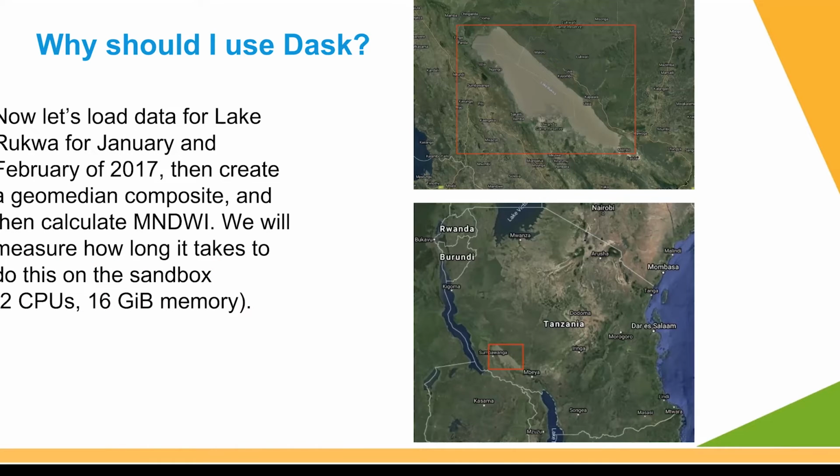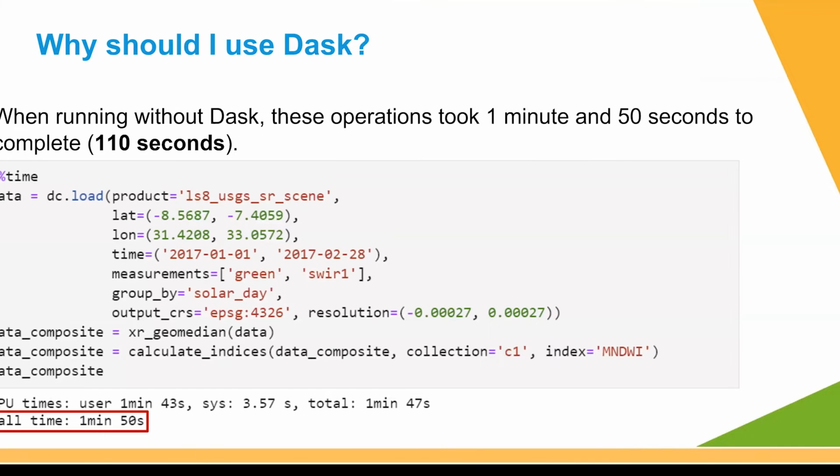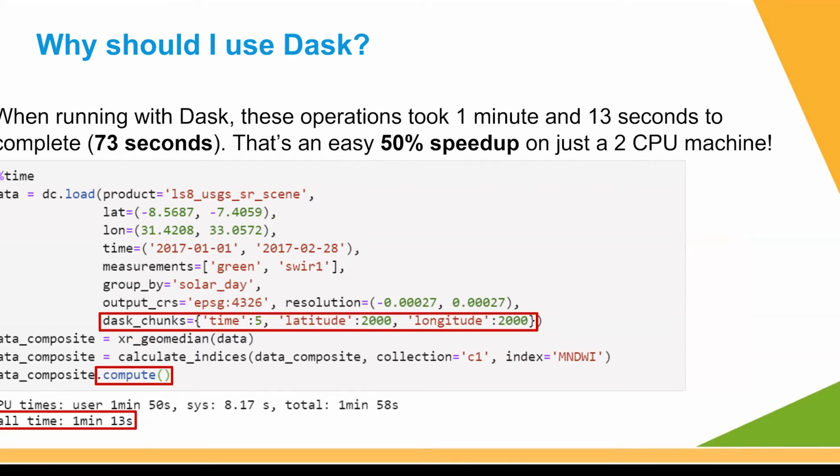Now let's load data for Lake Rukwa for January and February of 2017, and then create a geomedian composite, and then calculate MNDWI again. We'll measure how long it takes to do this on the sandbox with 2 processors and 16 gigabytes of memory. And here on the right, we have a showing of exactly where Lake Rukwa is, how big it is compared to Tanzania. Quite large. So in running without Dask, the operations were actually fairly quick. It took 1 minute and 50 seconds to complete, 110 seconds. When running with Dask, these operations took 1 minute and 13 seconds to complete, 73 seconds.